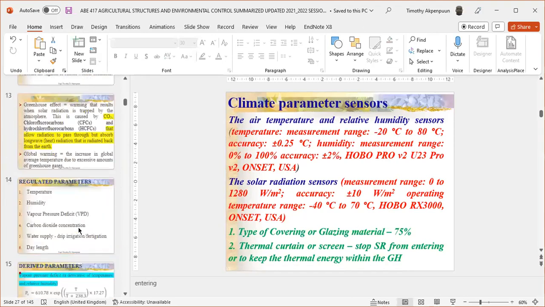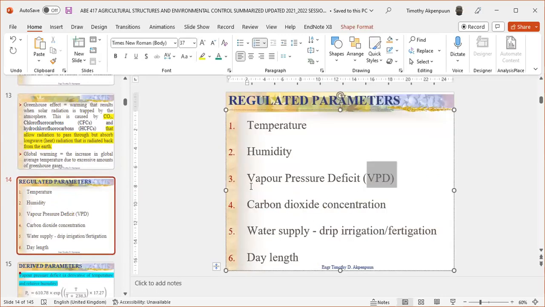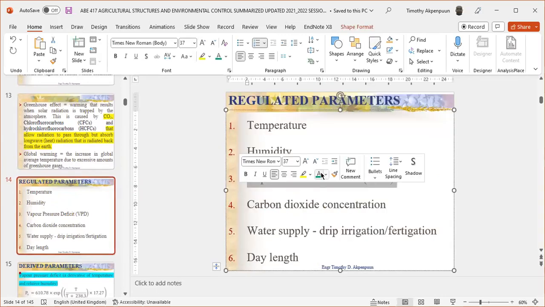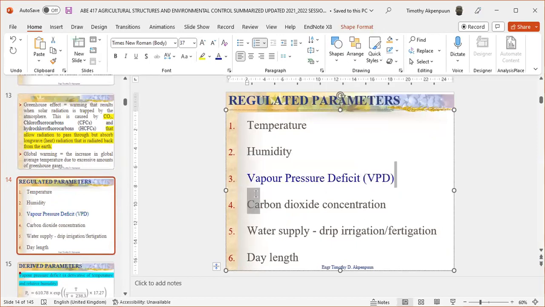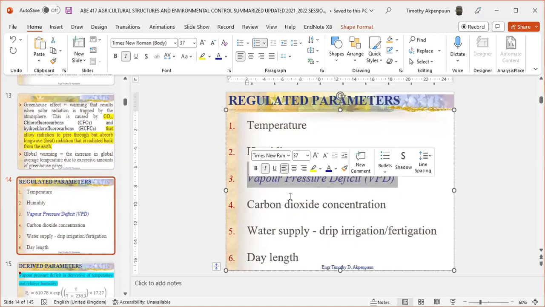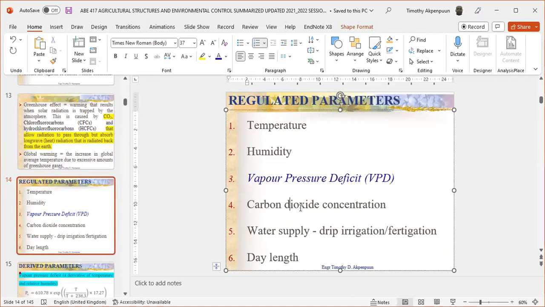We talked about, I just want to do some little revision before we finish, about this greenhouse thing. We talked about parameters regulated in the greenhouse, right? So look at this. If you look at these parameters, I introduced one. It escaped my mind to put this one here.